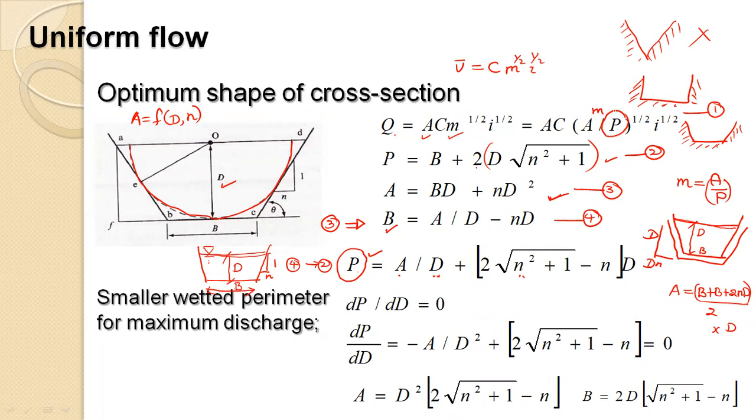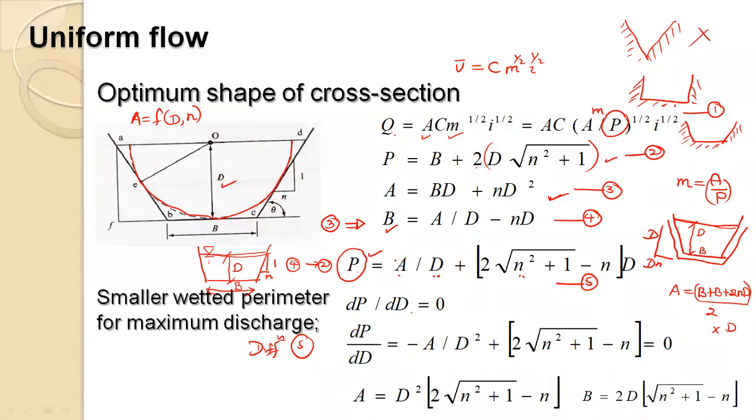So if I first consider the dependency of P with respect to the water depth only, assuming that N is a constant, dP by dD should be equal to 0, because if it is the minimum value of P, then at that minimum dP by dD should be equal to 0. So let me now differentiate the equation. I'll call this one equation number 5. So let me differentiate equation number 5 with respect to D.